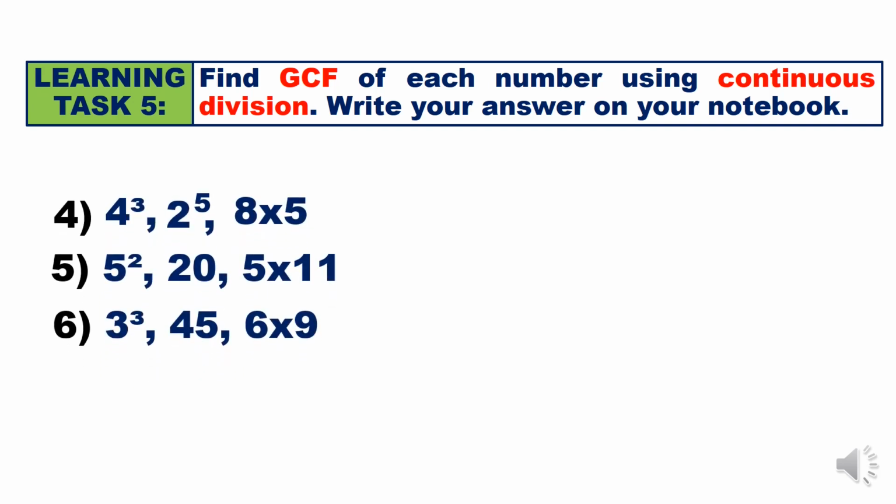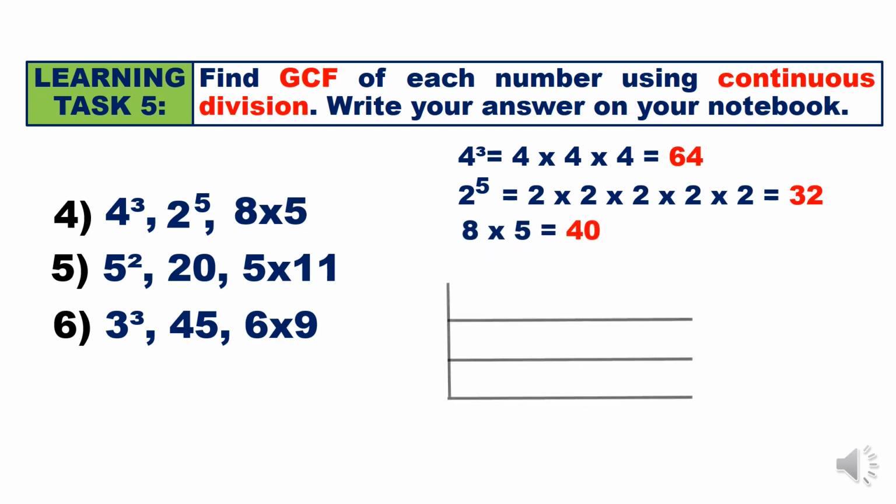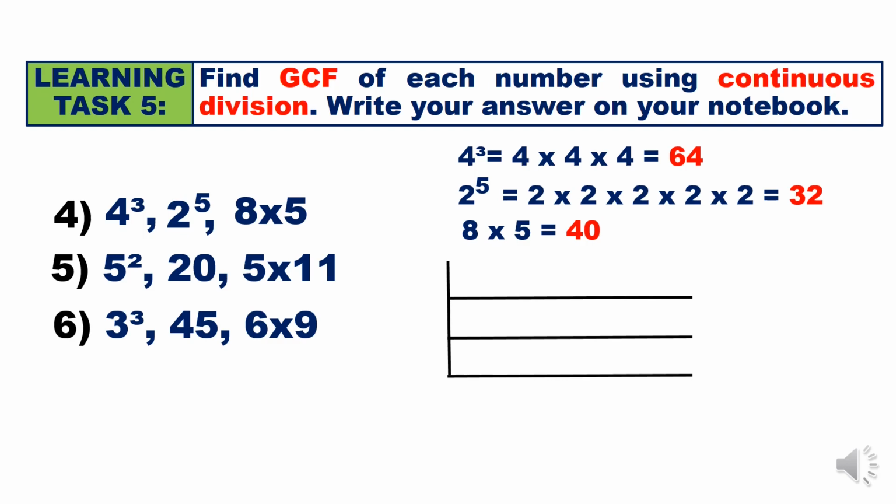Number 4. 4 to the third power to simplify, that is 4 times 4 times 4 equals 64. 2 to the fifth power, yan ay 2 times 2 times 2 times 2 times 2 equals 32. 8 times 5, yan ay 40. Then, kunin natin ang GCF ng 64, 32, and 40.